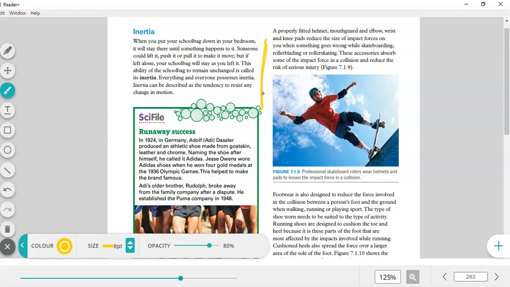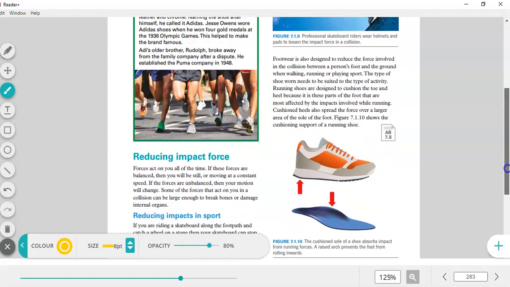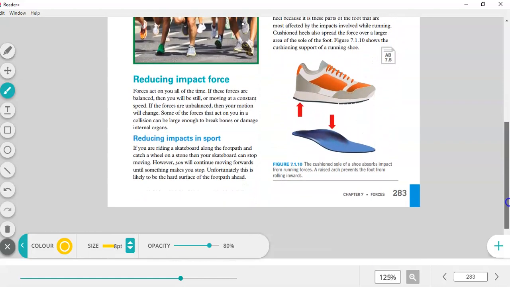So when you put your school bag down in your bedroom, it will stay there until something happens to it. Someone could lift it, they could push it or pull it to make it move. But if left alone, it will stay as you left it. Okay, this is called inertia, things staying in the direction that they are.